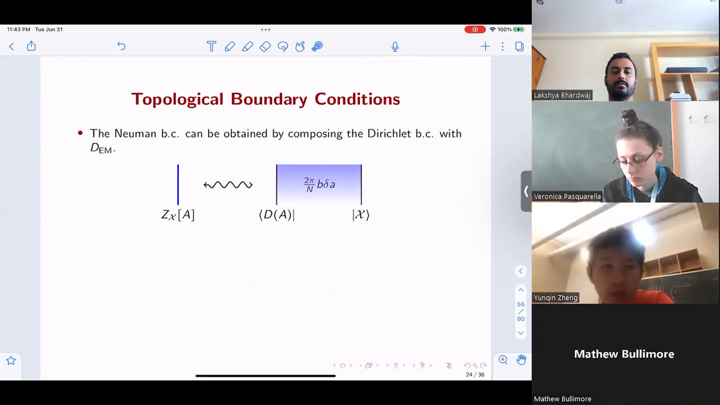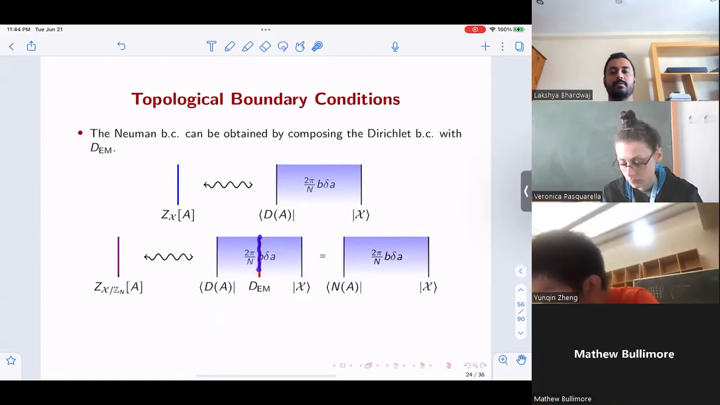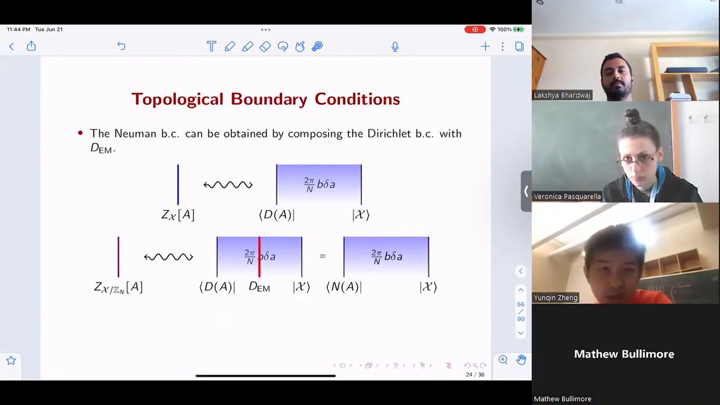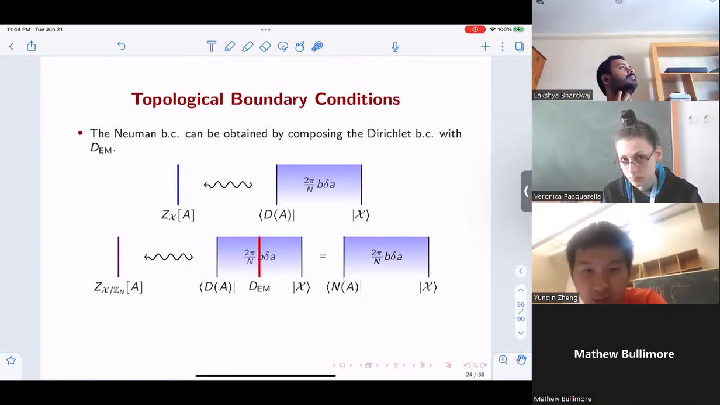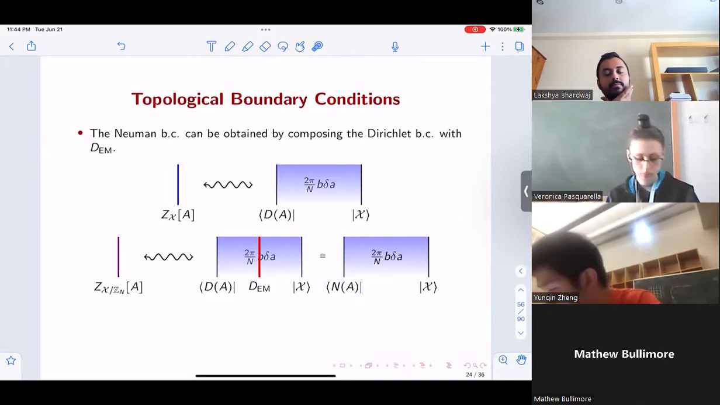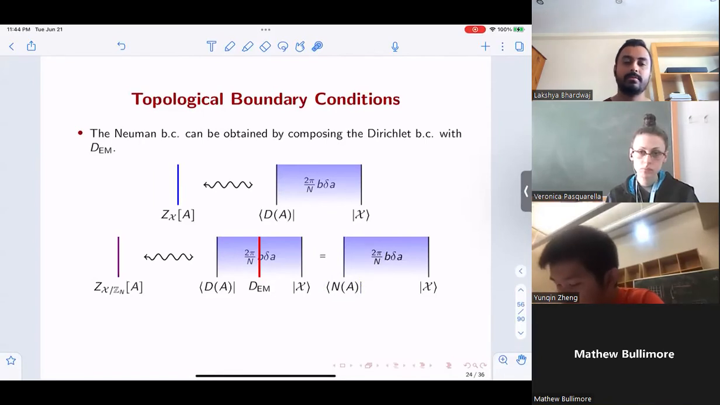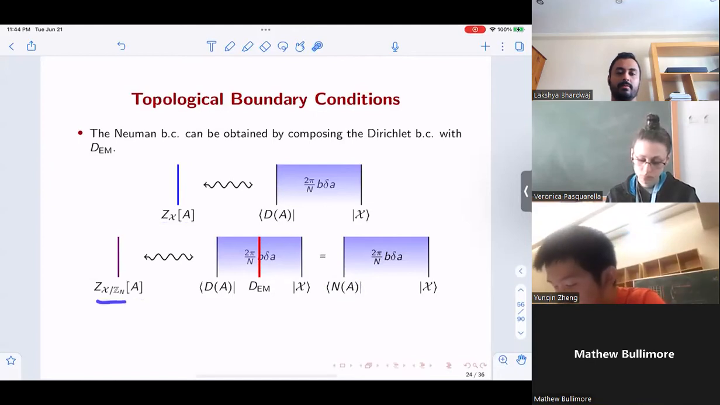We can also consider the non-invariant boundary condition. The non-invariant boundary condition can be obtained by composing the Dirichlet boundary condition with this D_EM surface. When we put this D_EM surface parallel to the boundary in the bulk, we can push it to the boundary and fuse it with the Dirichlet boundary condition. As a consequence, we get the non-invariant boundary condition. If we further shrink this slab, we'll not get the original symmetry, but instead get a symmetry Zn mod Zn.